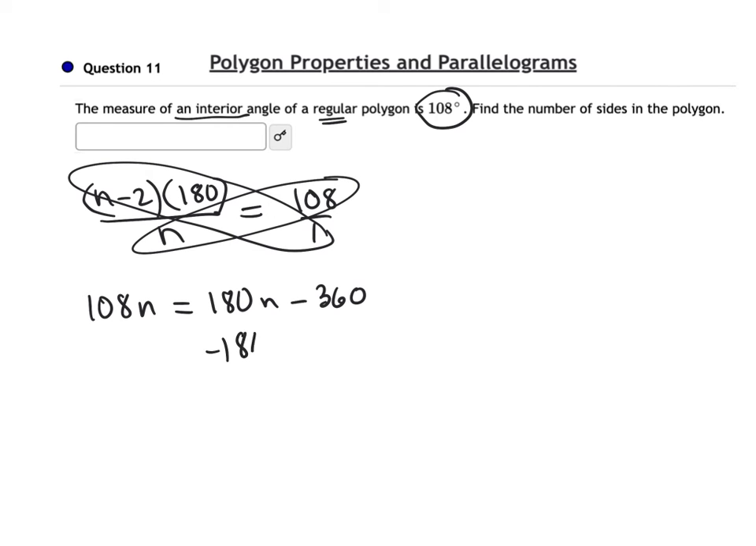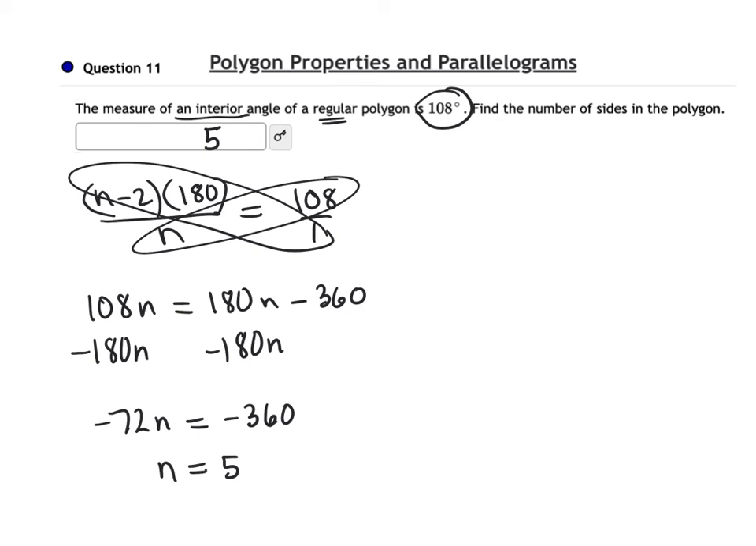Subtract 180n from each side. 108 minus 180 is negative 72. So that's negative 72n equals negative 360. Divide both sides by negative 72, and we get n equals 5. So this is a pentagon.